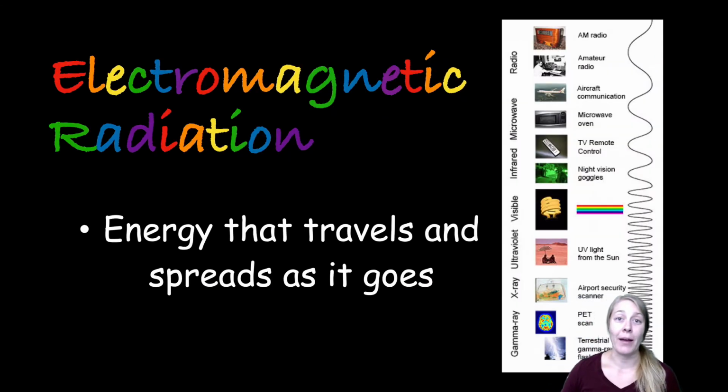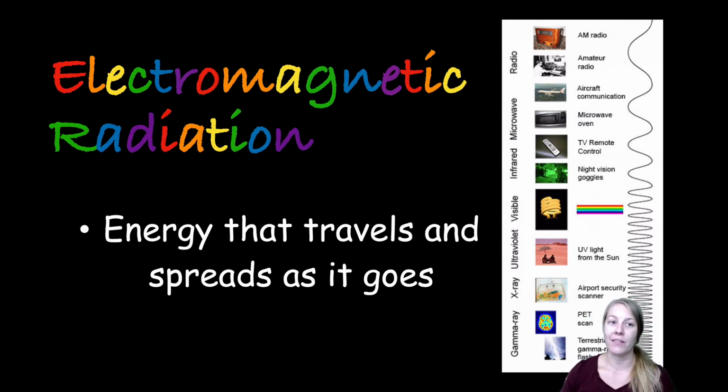In order to talk about spectra, we need to quickly look at electromagnetic radiation. Now, we're going to dive in deep to this in about 2 weeks, but the basics that you want to know about electromagnetic radiation is this is really energy that travels and spreads as it goes. An easier way to think about it is it's basically all of that light around us.